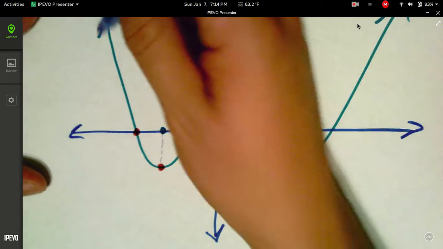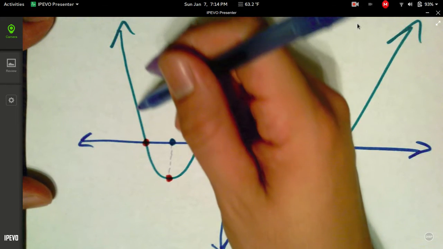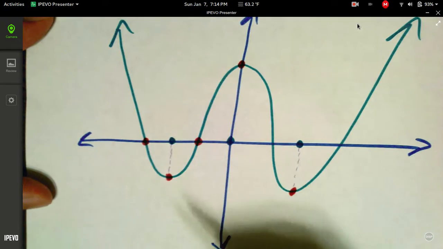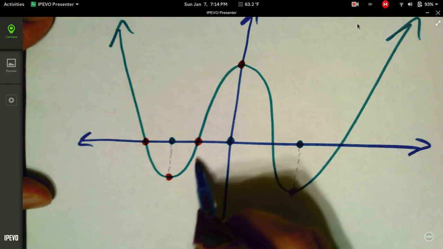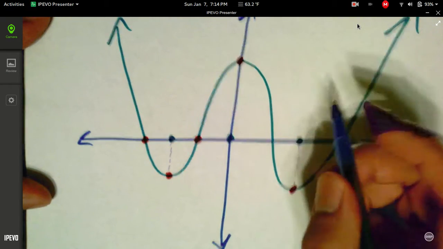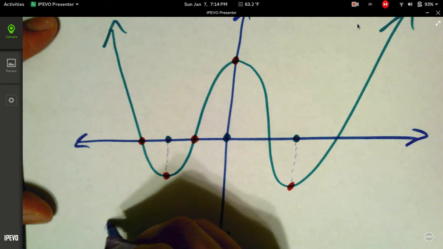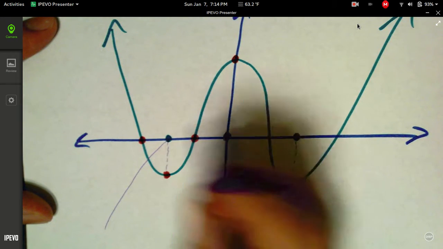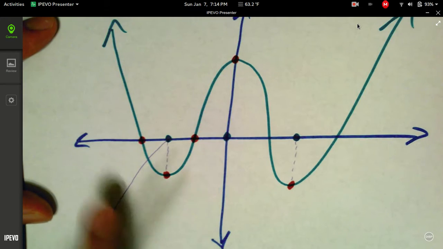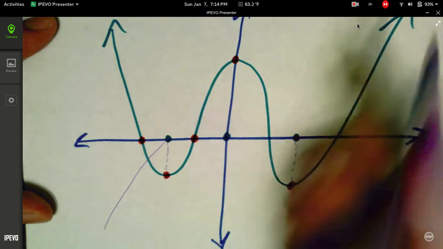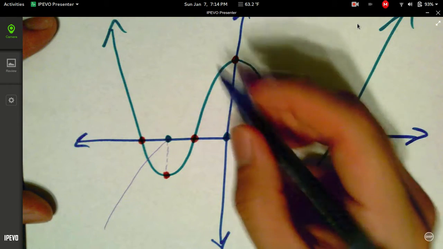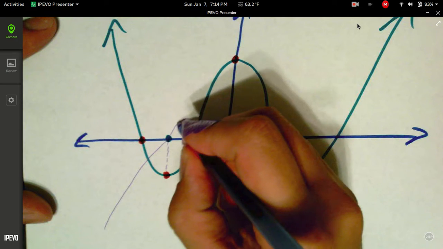All of our slopes on this side are going to be negative, and everything past the 0 coming up this side has a positive slope to it. So we're going to have negative slopes coming up to this point. Everything here is becoming positive now. Positive, positive, positive. And eventually we get back to 0.